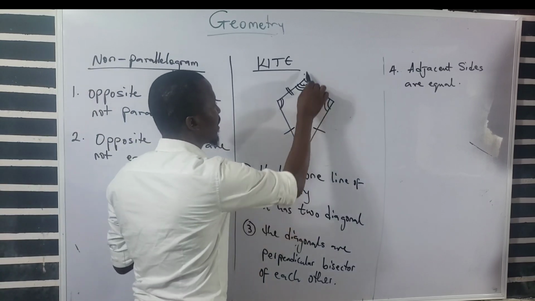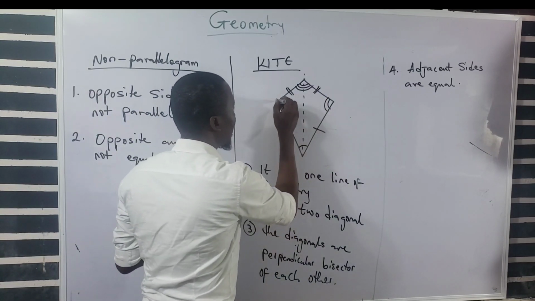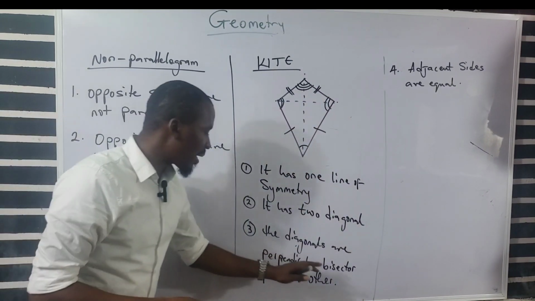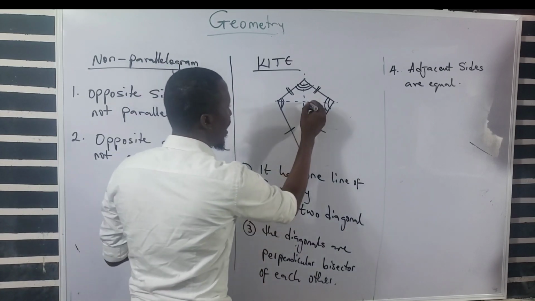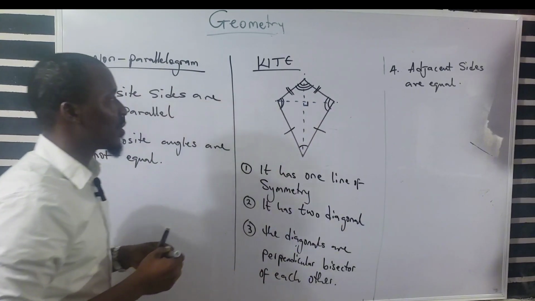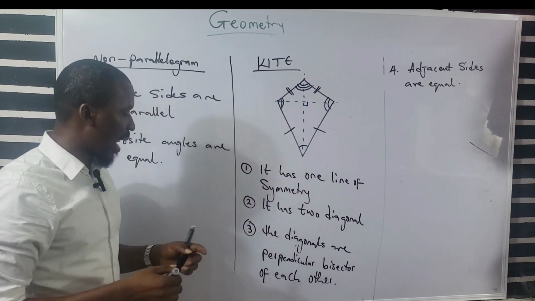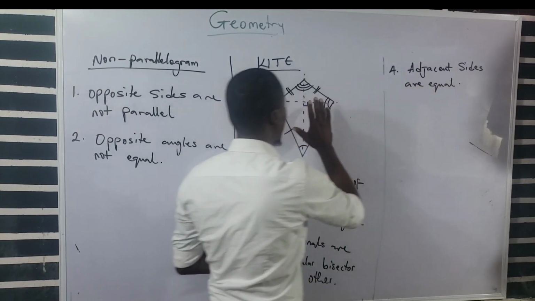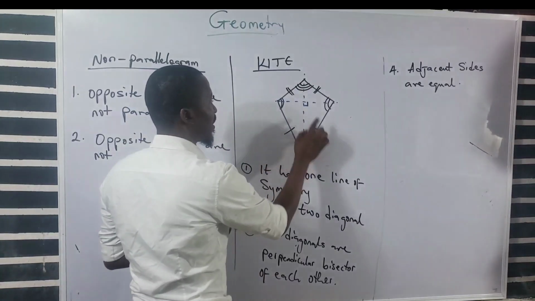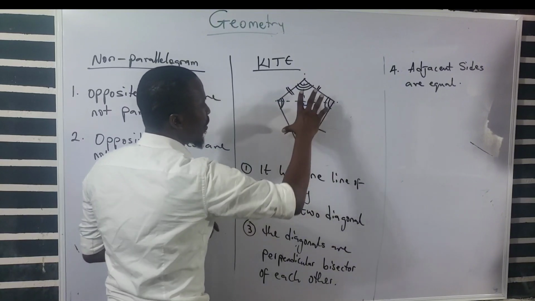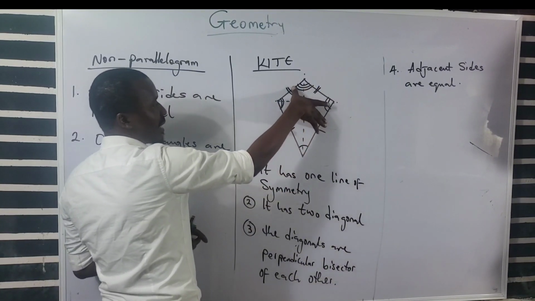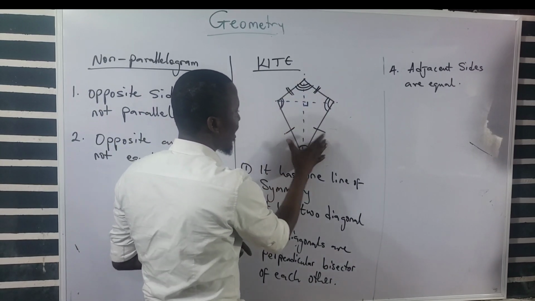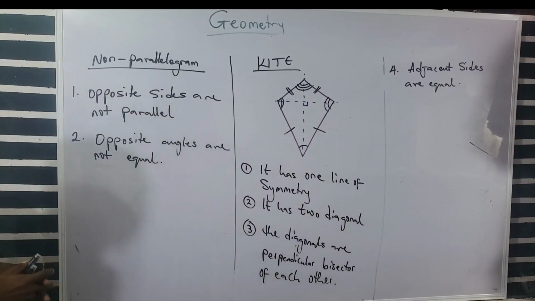It has two diagonals. So this line of symmetry is also a diagonal, and the other one is also a diagonal. And the diagonals are perpendicular bisectors of each other. So here they are going to form 90 degrees. So that's why we say that the diagonals are perpendicular bisectors of each other. Then the adjacent sides of a kite are equal. This side is equal to this side and this side is equal to this side, because the opposite sides are like this. So you can see that they are not equal. This side and this side are opposite, but they are not equal. But the adjacent sides are equal. So these are the properties of a kite.